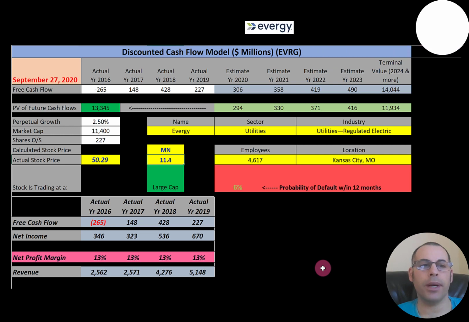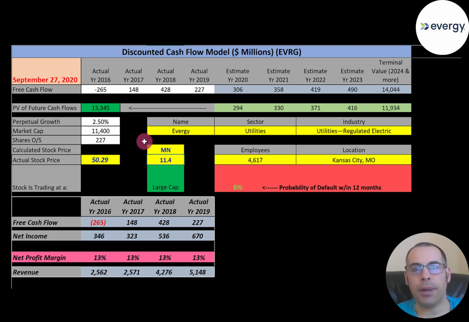The first company we're going to look at is Evergy. Evergy is an investor-owned utility company. The company was formed from a merger of Westar Energy of Topeka and Kansas City Power and Light. Evergy is the largest electric company in Kansas, serving more than 1 million customers. Let's get started with the model.